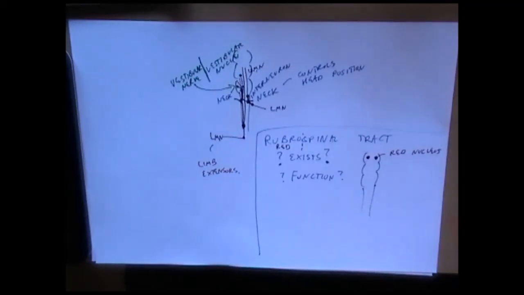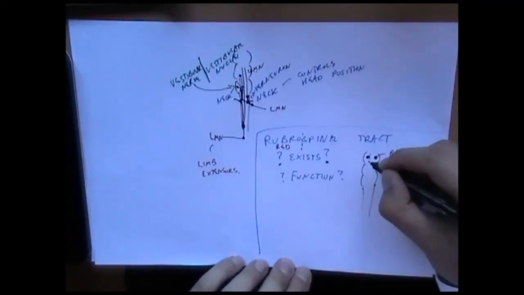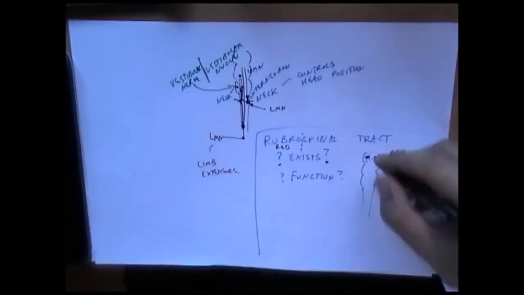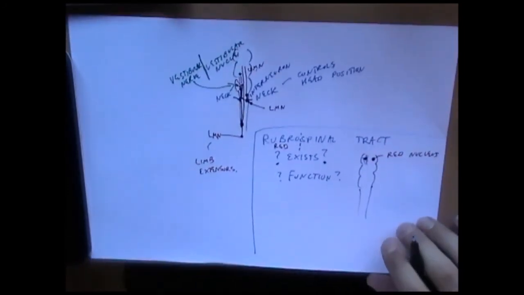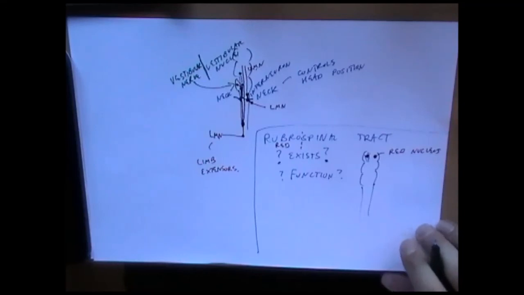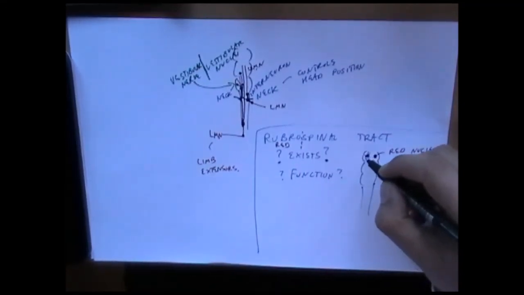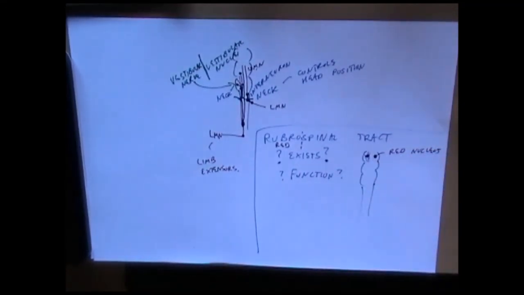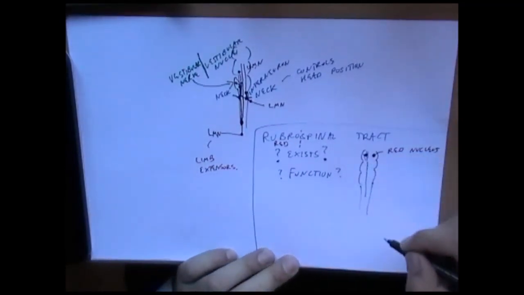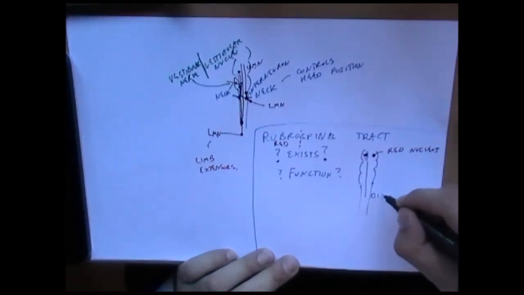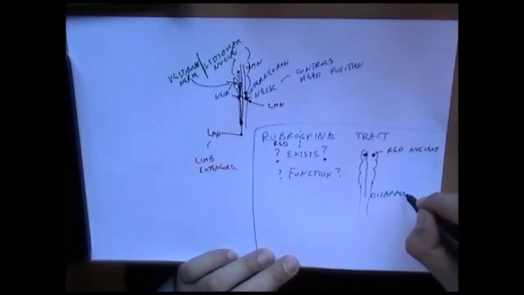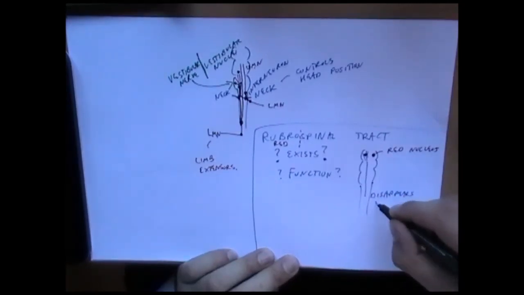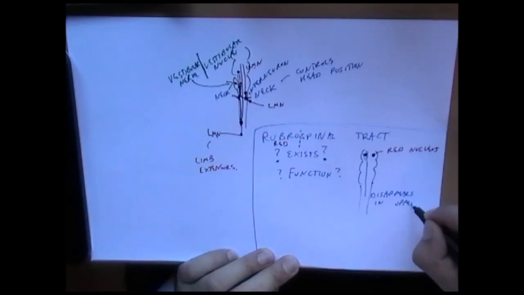However, there's so many tracts that are running right next to the red nucleus and through the red nucleus that the question is whether it's an effect of the rubrospinal tract or whether it's something involving the tracts running through it or right next to it. In animal models, it disappears in the upper spine. So if it does exist in humans, it will only be affecting our upper body.